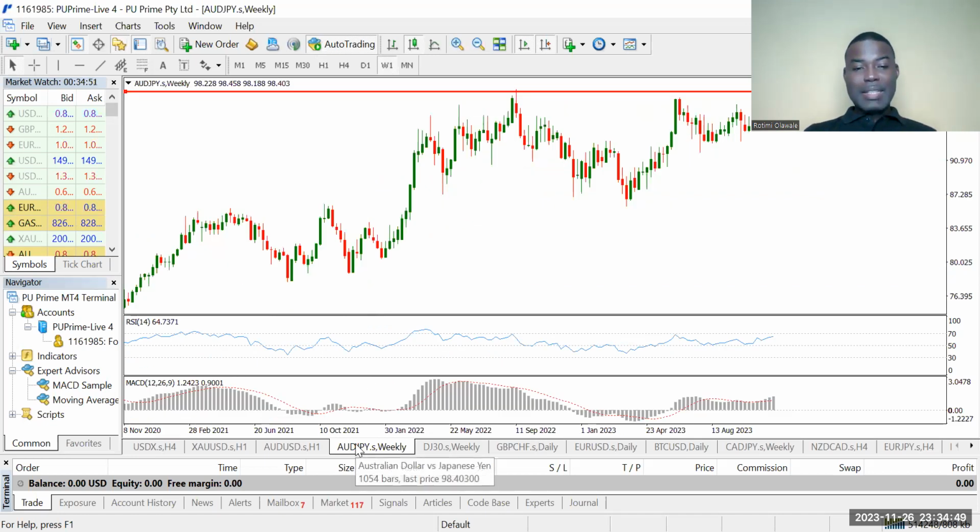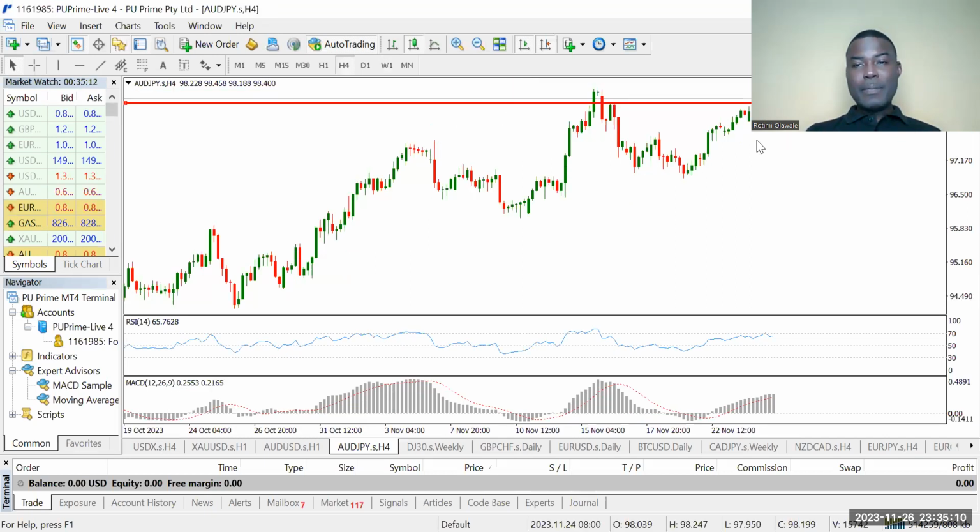The next instrument I want to look at is the AUDJPY. Now, this is the AUDJPY on the weekly time frame, and we can clearly see that price actually closed on a resistance level last Friday. So technically, we're expecting a bearish movement on this instrument this week. So I'm going to flip down to the 4-hour time frame, and this is the 4-hour time frame. And if I put a second line here, you can see we have a valid resistance both on the weekly and on the 4-hour time frame.